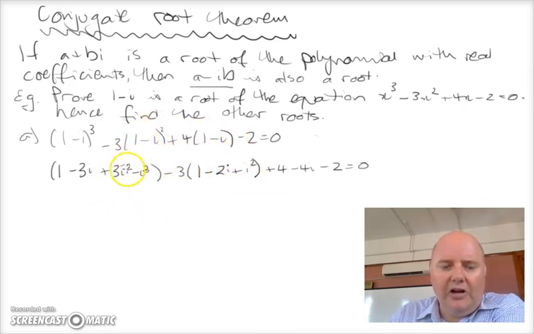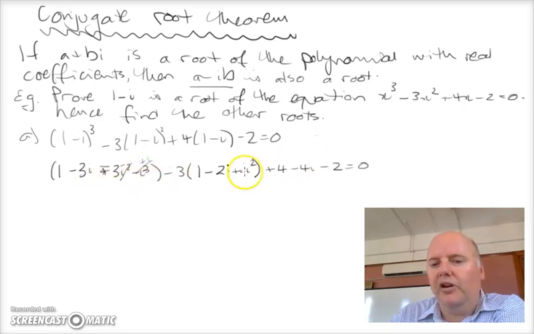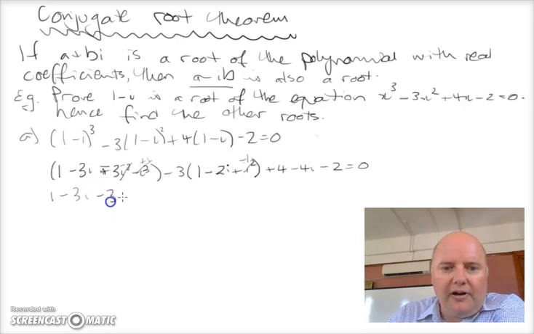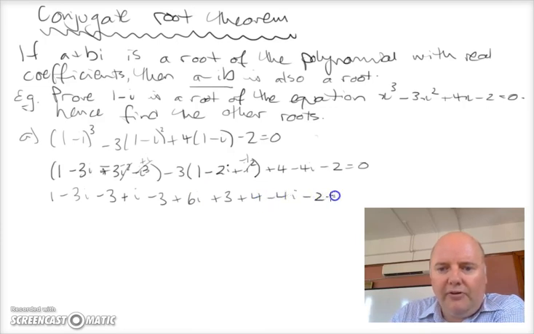So what I'm going to do now is change some of these and then simplify it. Really that i squared is a minus 1, so that becomes a minus 3. i cubed is i squared times i. Now i squared is minus 1, so that becomes a positive i. Now this might be another line of working right underneath. i squared is a minus 1, and let's expand it all out and see what we get. So we get 1 minus 3i minus 3 plus i minus 3 plus 6i plus 3 plus 4 minus 4i minus 2 equals 0.